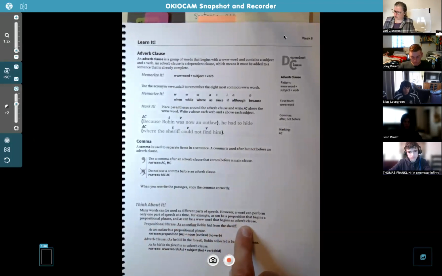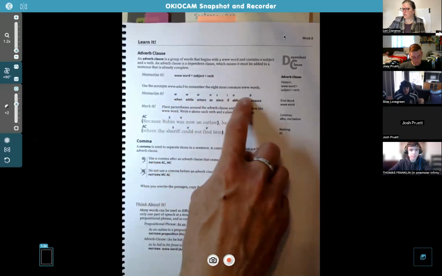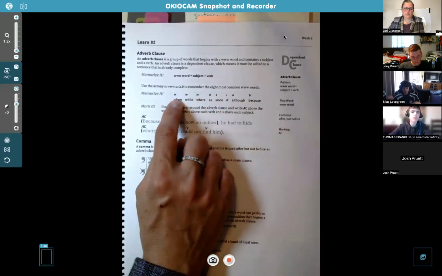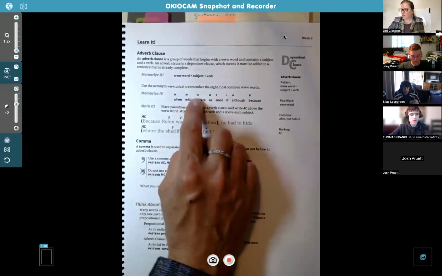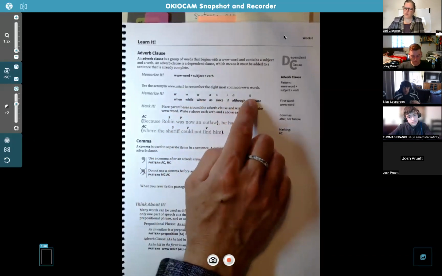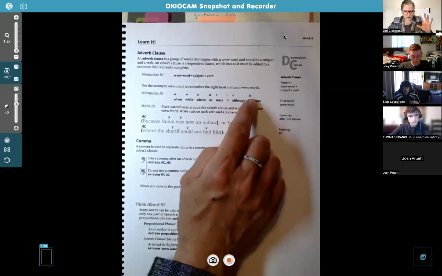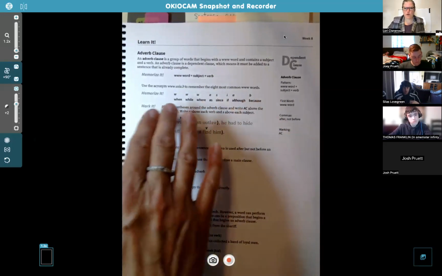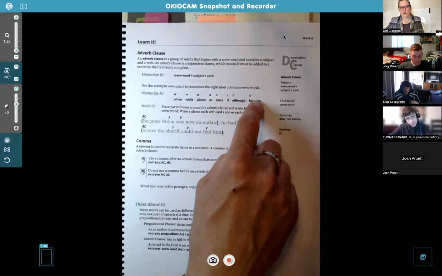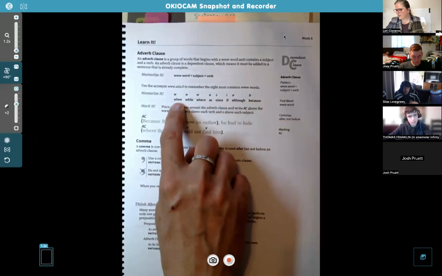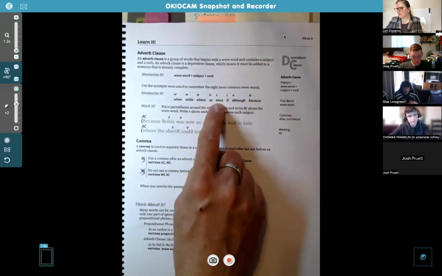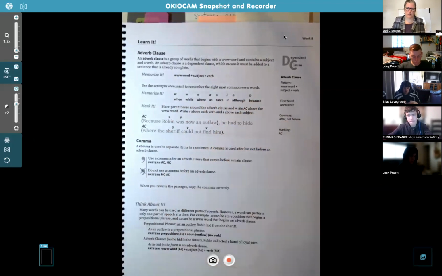begins an adverb clause. Just to catch Thomas up really quick on that, here's the little acronym that we're going to use to help us identify adverb clauses. It's WWW.ASIA.B, just a fun, tricky little way to help you remember what the adverb clause words are. So when, while, where, as, since, if, although, because. That's what starts the clause.